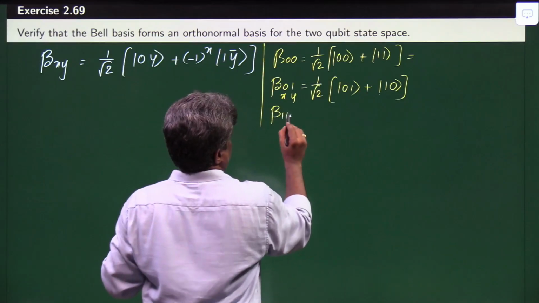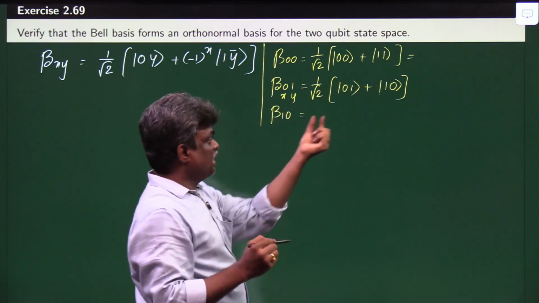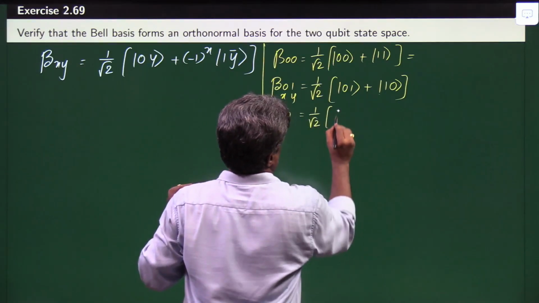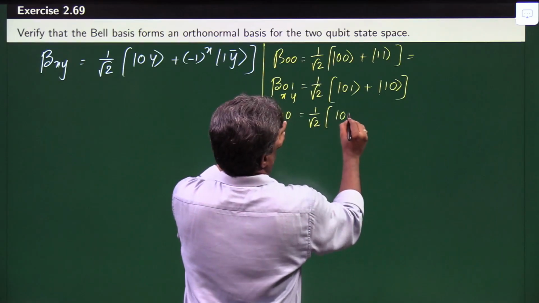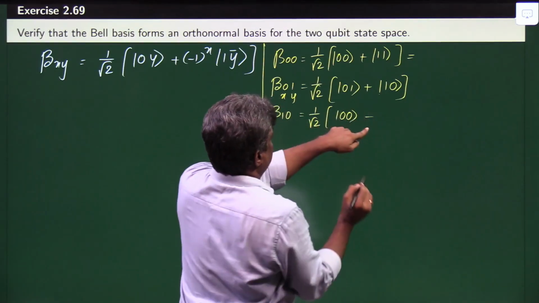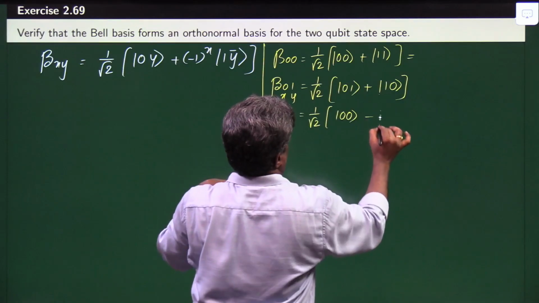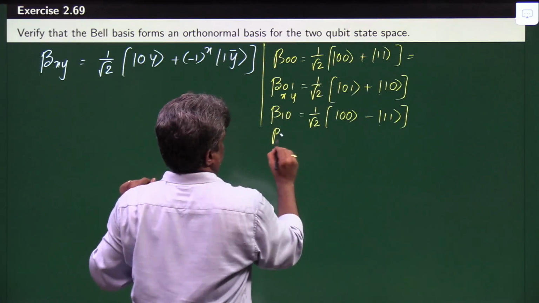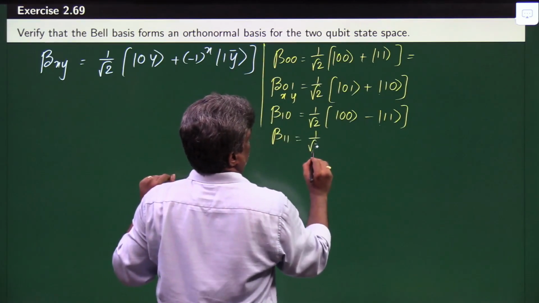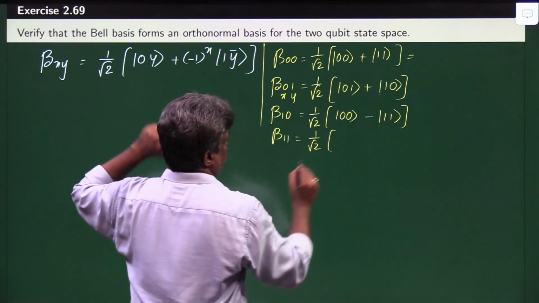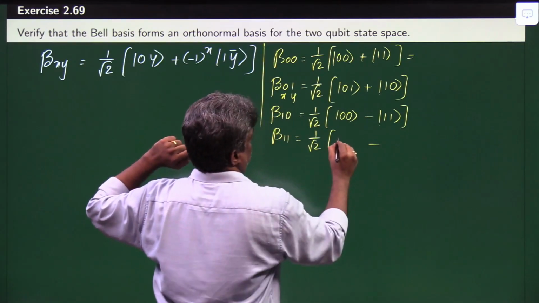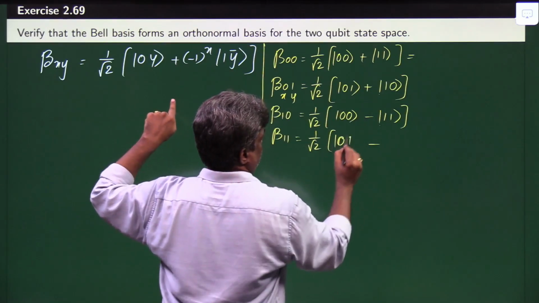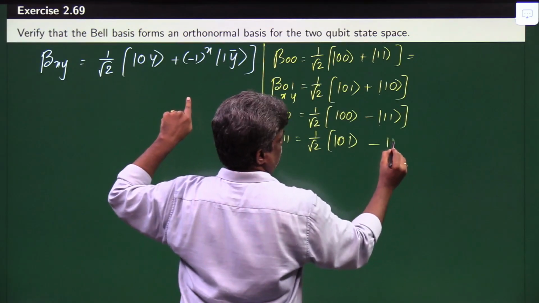Next, beta 10. Here our x is 1, that's why definitely in the middle you will get a minus sign. 1 over root 2. The first state is 0y, that means 00, but here you will get minus because of this, and 11. Next beta 11, 1 over root 2. So here again you will get a minus sign. So this is 01 minus 10.